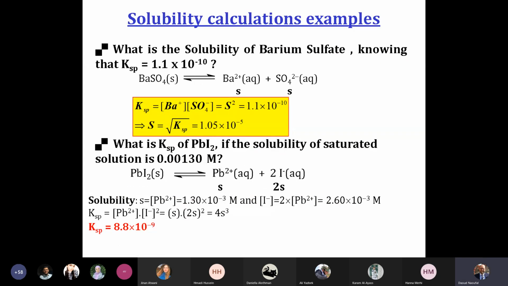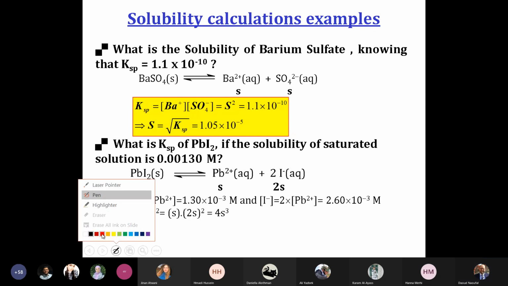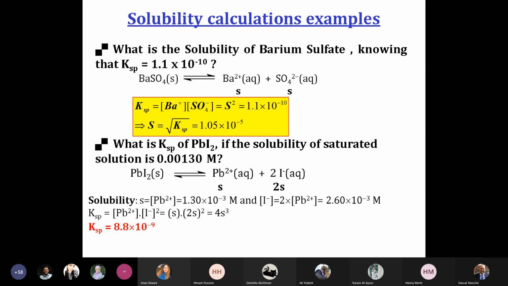Example: calculate the solubility of barium sulfate knowing that Ksp equals 1.1 times 10 to the power minus 10. In other words, this is an equilibrium problem. You have BaSO4 where K is given. K is given, that means this BaSO4 is a weak electrolyte.